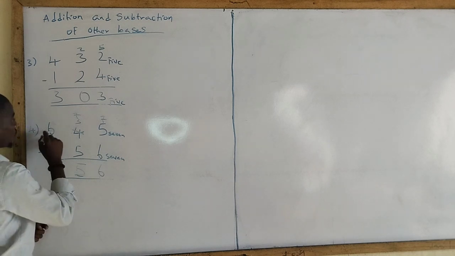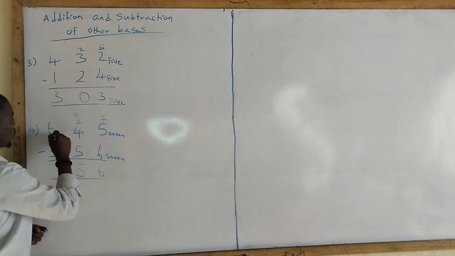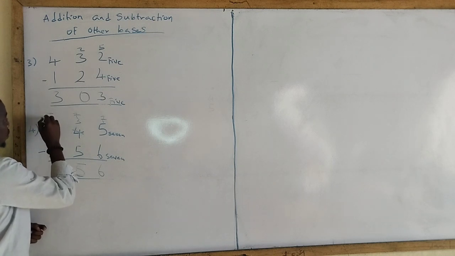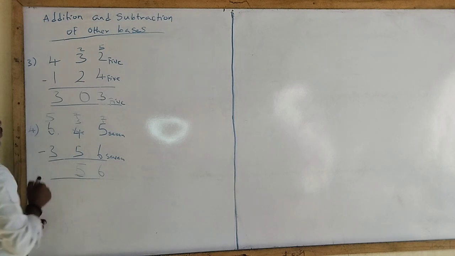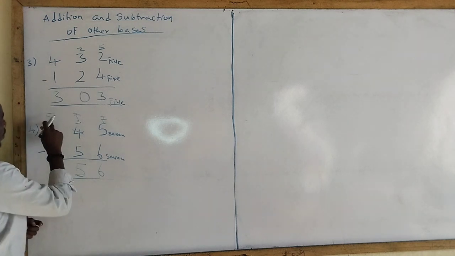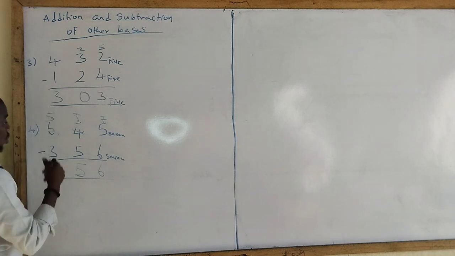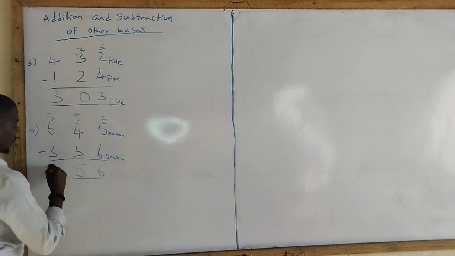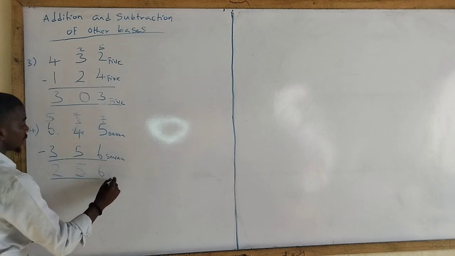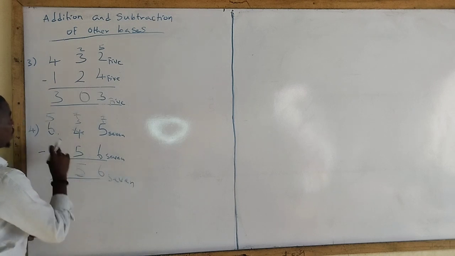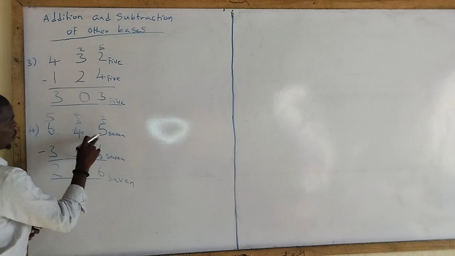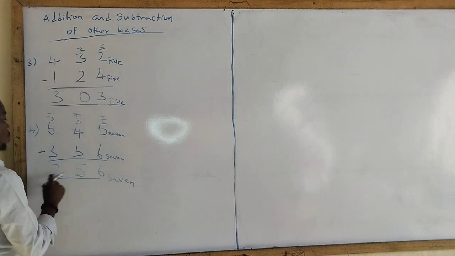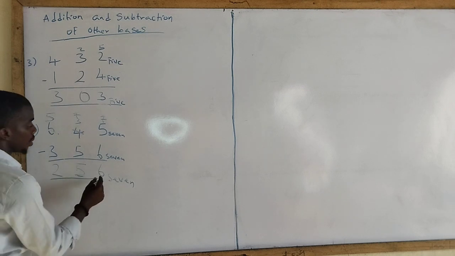Remember that we borrowed 1 from here to here. So this was left with 5. So 5 minus 3 is 2. We won't be converting that because it's as well less than 7. So we have 2, base 7. All right, so 645 base 7 minus 356 base 7 is equal to 256 base 7.